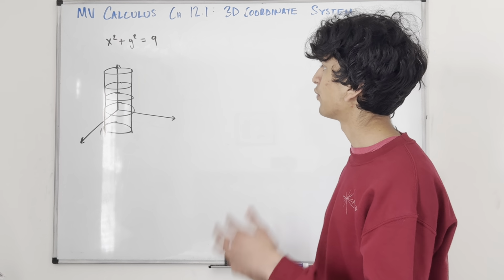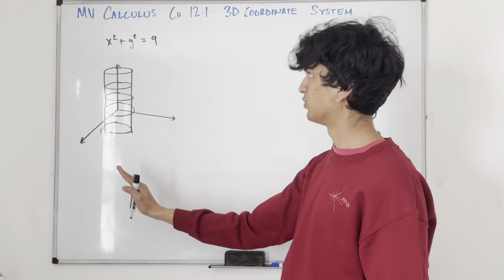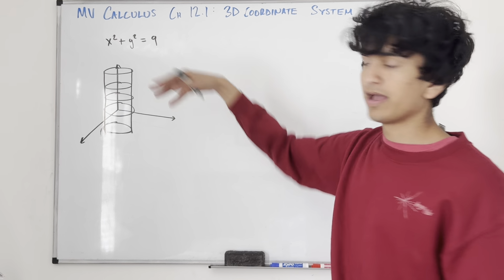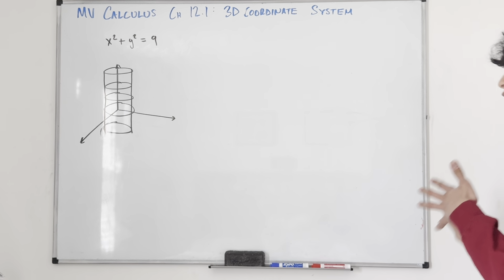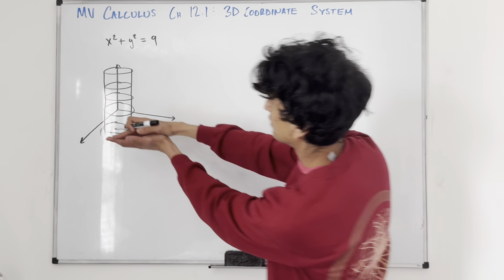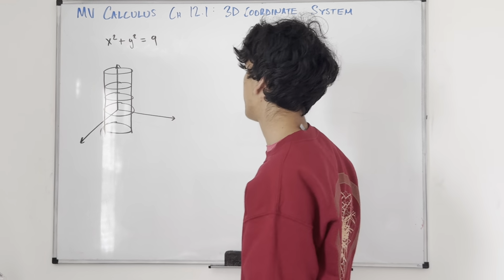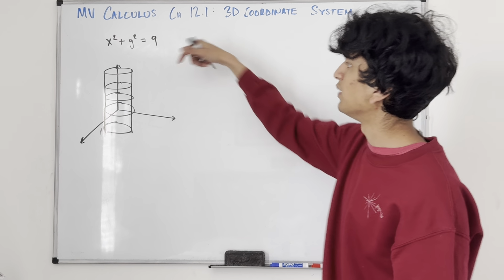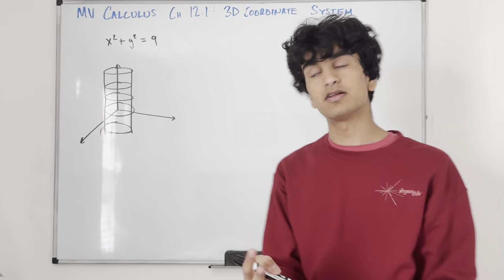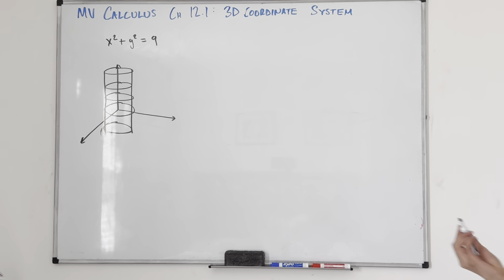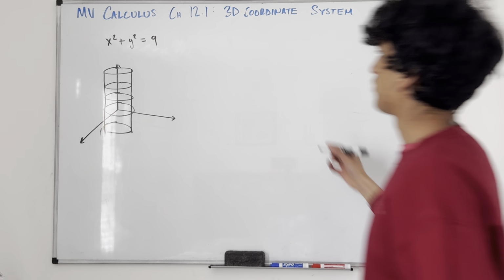So every point from the z-axis is equidistant by a value of 3, right? But now we're extending this upwards, right? You're taking a circle and you're extending it upwards because the z value doesn't matter. You still get the same circle for that z value. You get a cylinder.